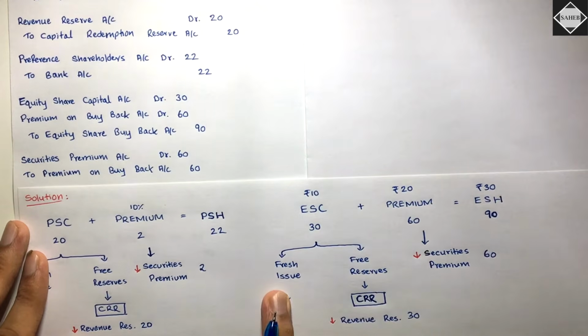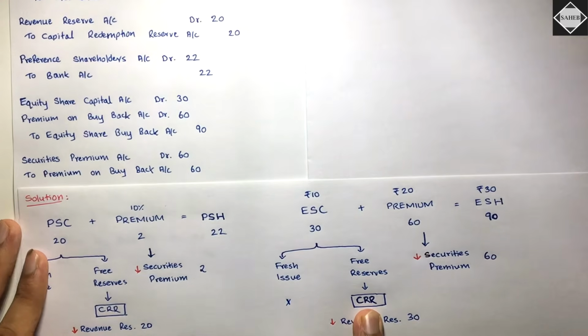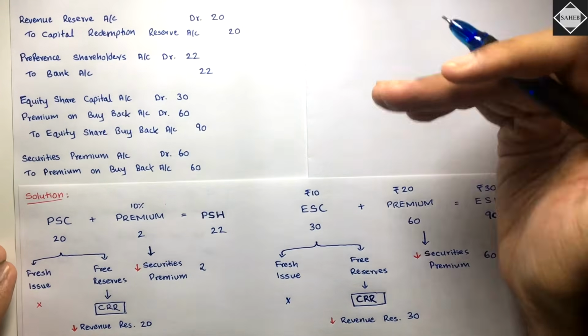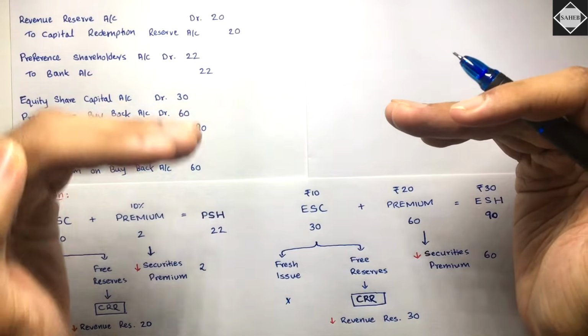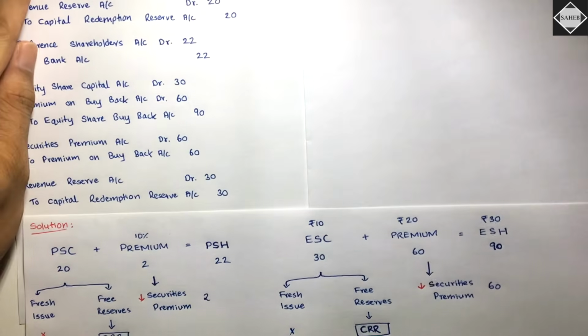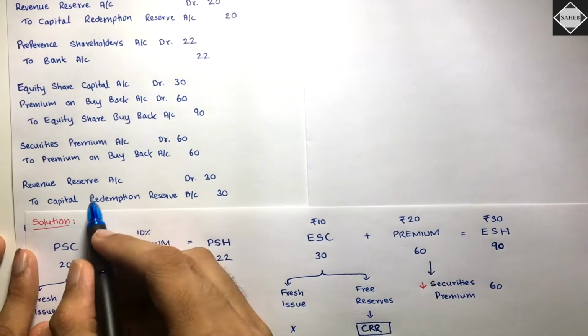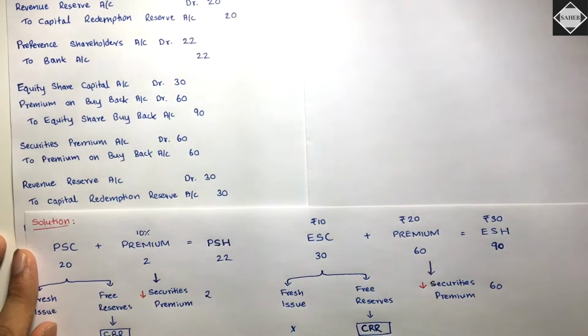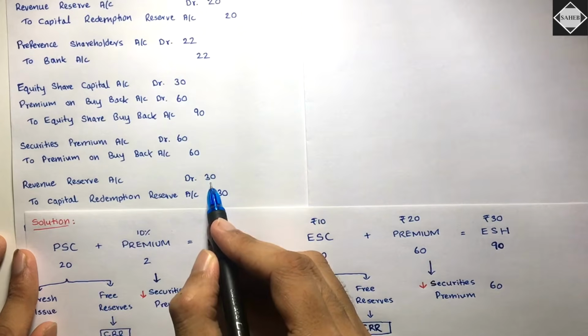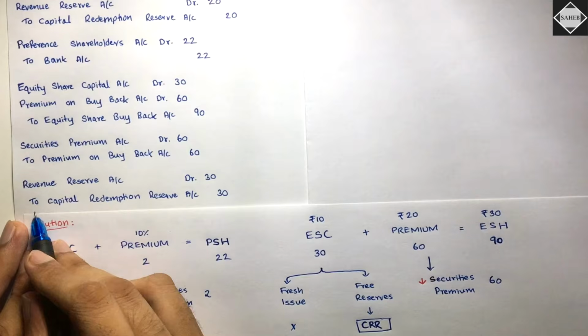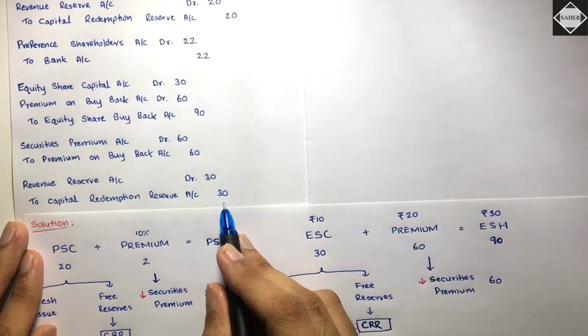There was no fresh issue. There was only creation of CRR. So CRR is increasing by 30 and revenue reserve is decreasing by 30, right? So that's the entry you will be passing. Revenue reserve account debit. You have decreased the revenue reserve by debiting it by 30 lakhs, and you have credited the capital redemption reserve by 30 lakhs.